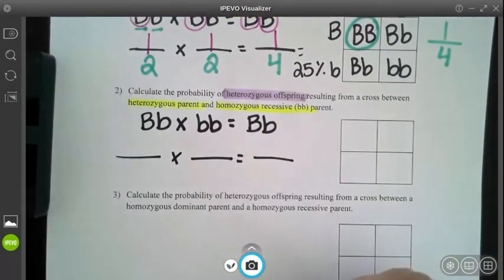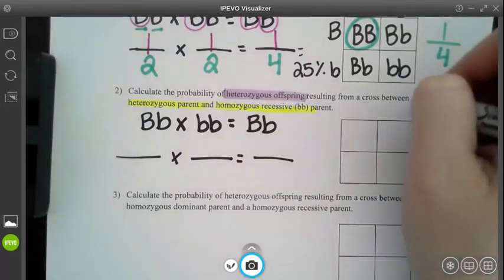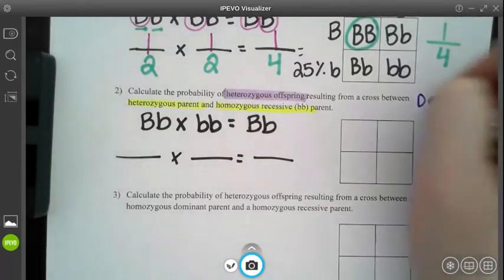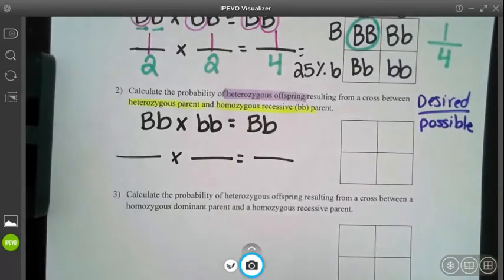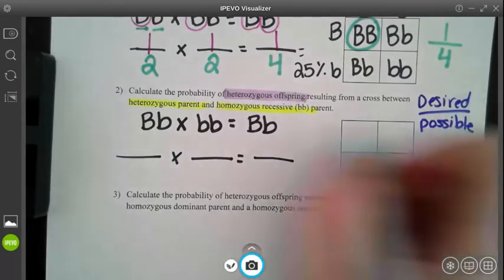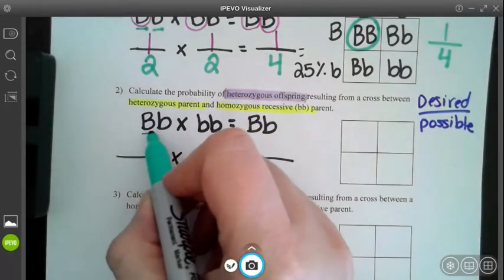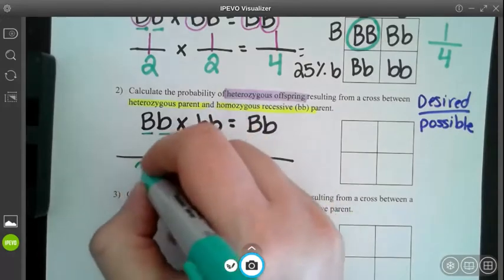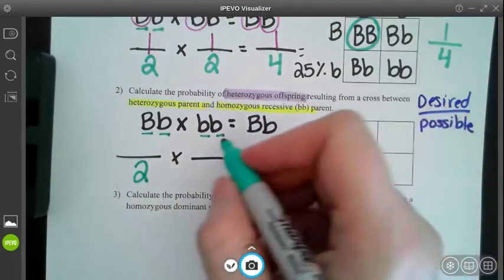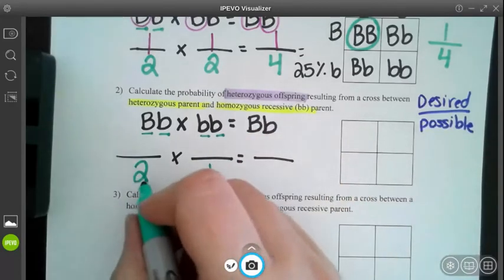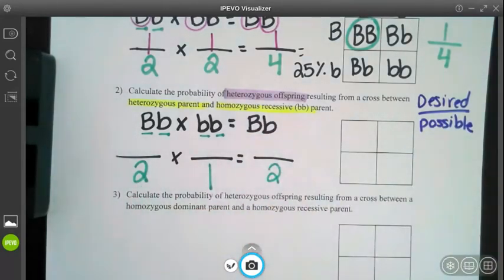I'm going to do my possible first, just so we have this visible on the screen again. Desired over possible. Possible: I can either get a big B or a little b, so my possible is 2. Here, it's either little b or little b, so I only have one option, so it's going to be 1. So 2 times 1 is 2.